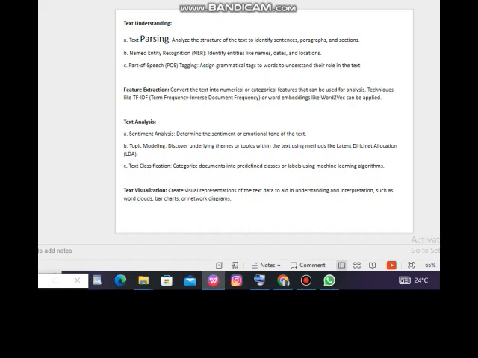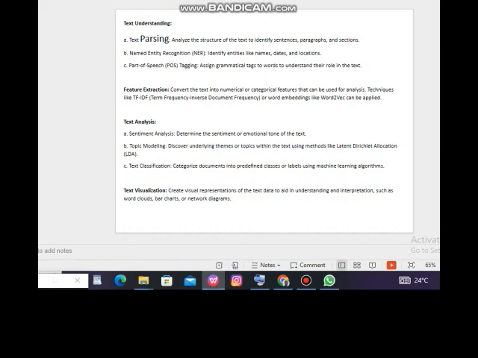Part of speech tagging. Assign grammatical tags to words to understand their role in the text. Feature extraction. Convert the text into numerical or categorical features that can be used for analysis. Techniques like term frequency, inverse document frequency, or word embeddings like word2vec can be applied.